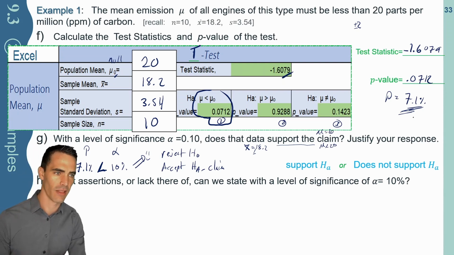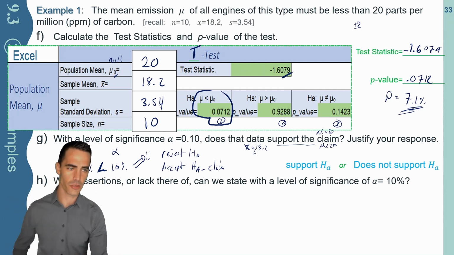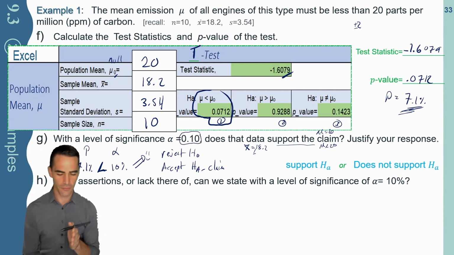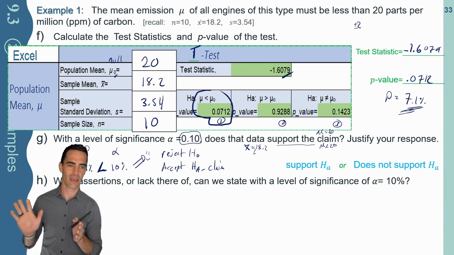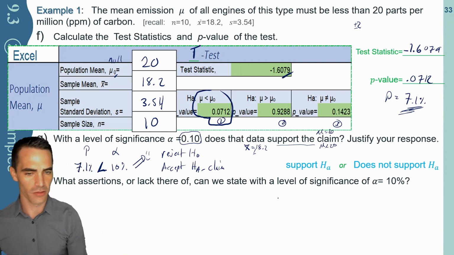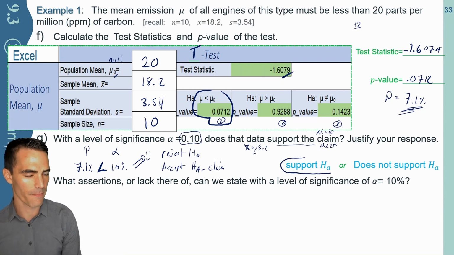And it looks like not very likely, but we need to set a threshold for what we consider to be unlikely. That threshold is right here at 10%. They say, look, if you're less than 10%, I'm going to consider that statistically significant. I'm going to consider that unlikely. And certainly we are below that threshold. We support our claim.